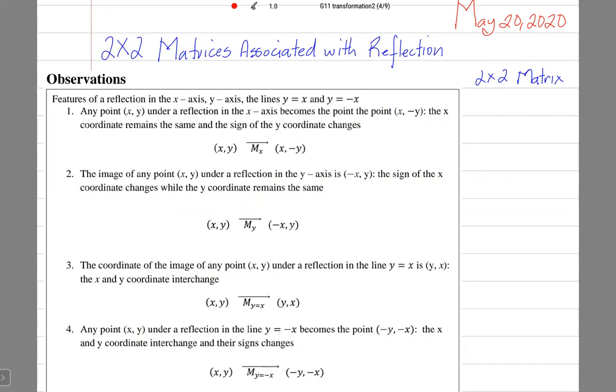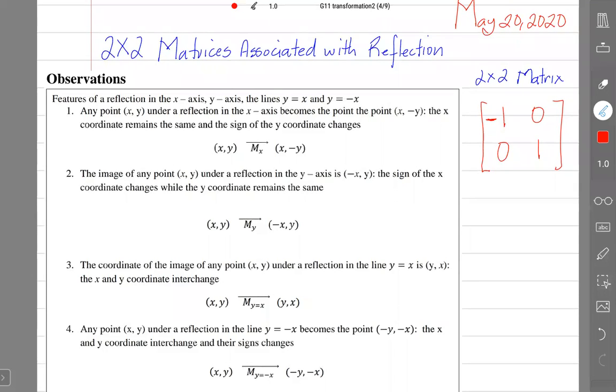1, 0, 0, 1. So we said that the I matrix does nothing to a coordinate. However, if I put a negative at that top 1, it is going to change the sign of the x coordinate.